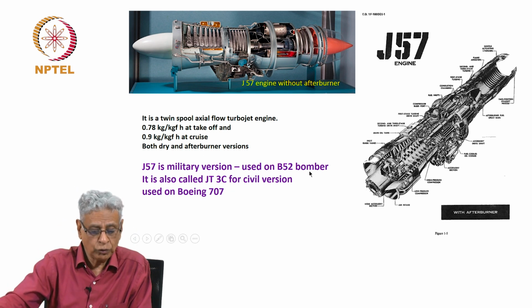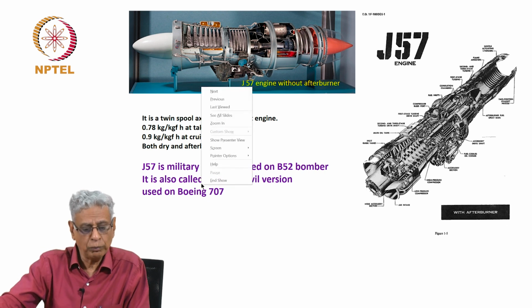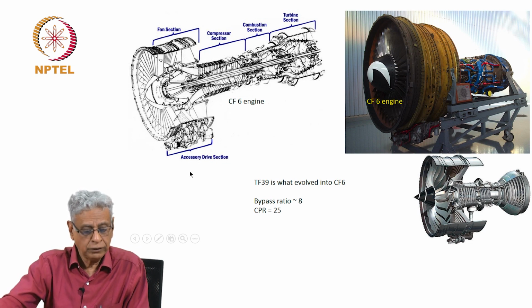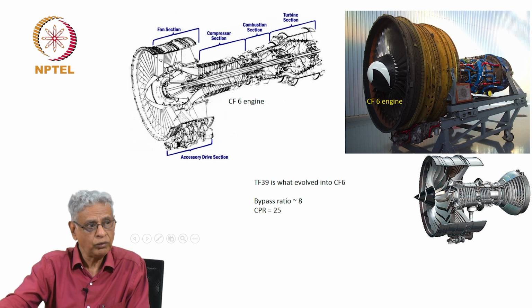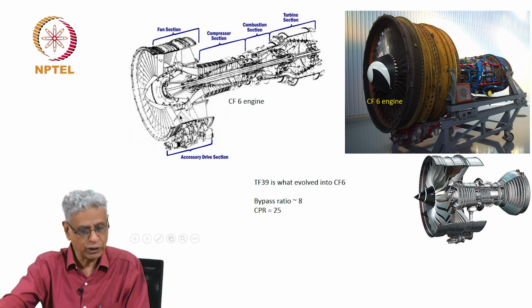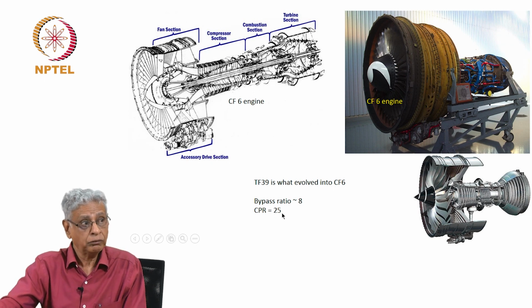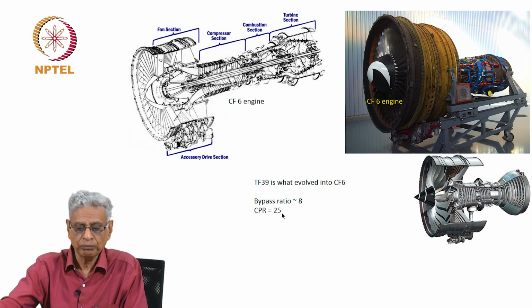J57 is a military version used on the B-52 bomber, as I said earlier. It is also called JT3C, used for the 707. These are things which I just now mentioned. The CF6 engine, you can see the difference. It has got a large fan. That means the bypass ratio is very large. A large amount of mass flow goes over the sides. The core engine is powerful. It provides the power to run the fan as well. And its compressor pressure ratio therefore is much higher, because you have to make it more compact to deliver power for running the fan as well.